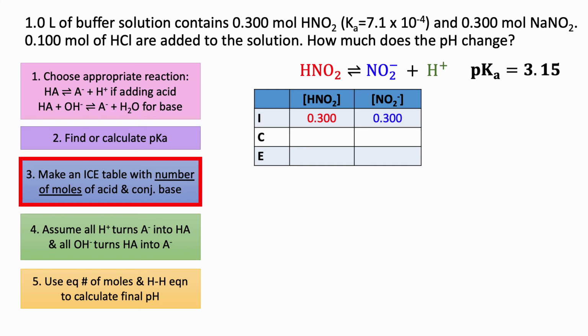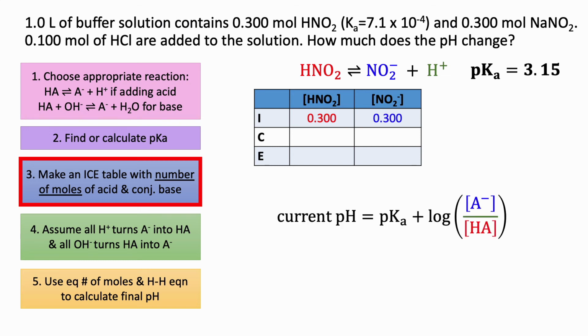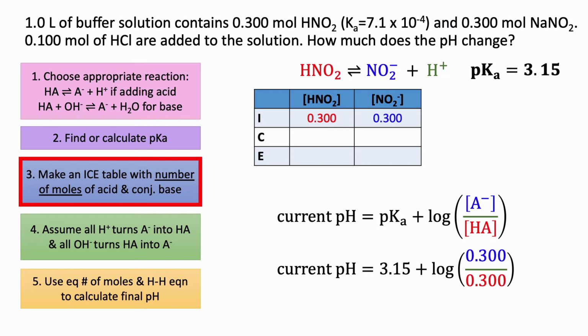So now that we have our pKa, we're going to make an ice table. And again, this is with the number of moles of acid and conjugate base only. We're leaving off the H+. So we have 0.300 moles of each. Now, before we go on to do the next step, let's look at what the pH of this solution is before adding acid. So the current pH is the pKa plus the log of A minus over HA, which is 3.15 plus the log of 0.3 divided by 0.3, and that's just 3.15. So we're going to hold on to that.